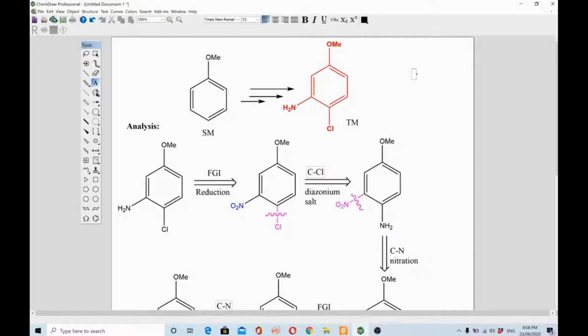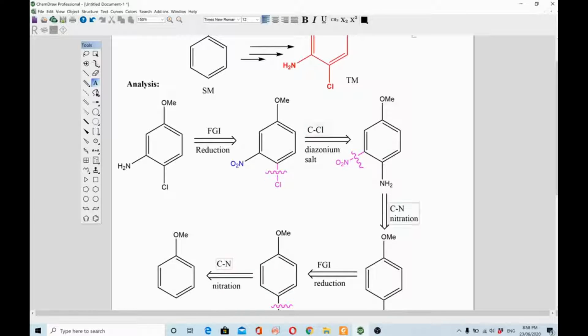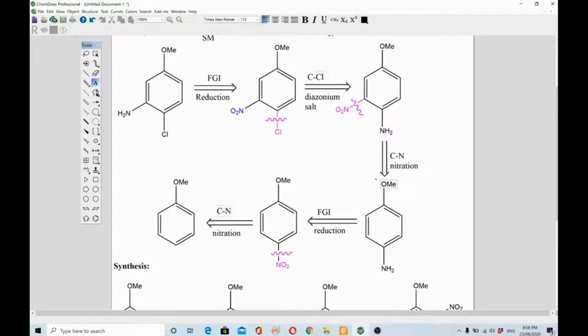Next step is to remove this chlorine via diazonium salt reaction strategy. You put NH2 group there because you diazotize NH2 and then you chlorinate the diazonium salt and you will get chlorobenzene. Next step is to disconnect this nitro group, C-N nitration, very straightforward reaction.